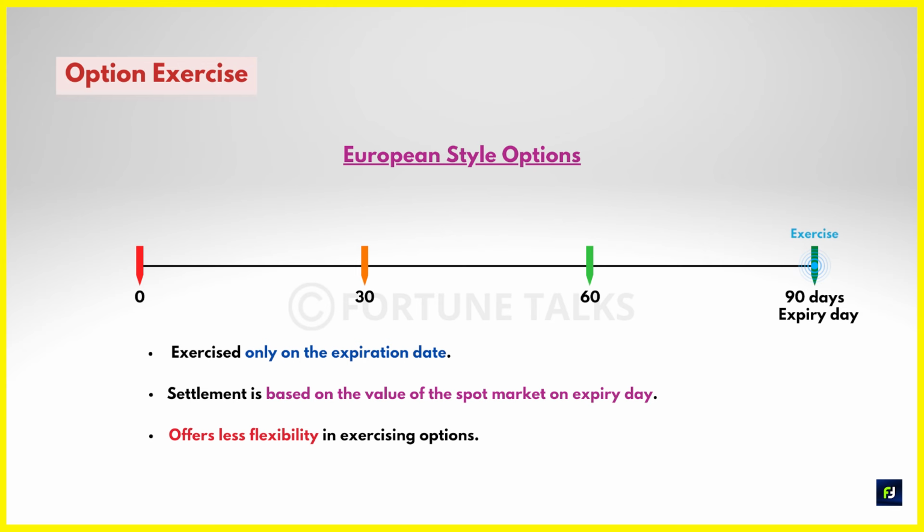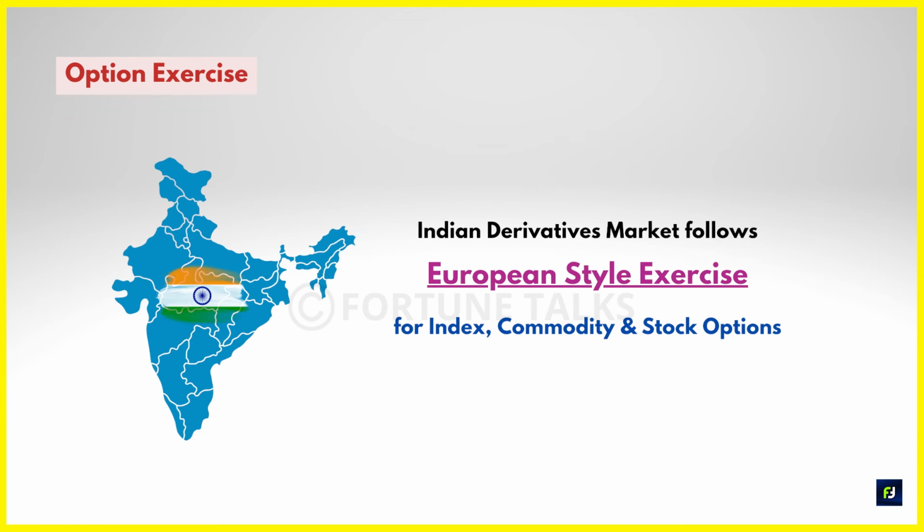This means the physical settlement or delivery of shares, or cash differential settlement, can only happen on the day of the expiration. So it is less flexible than the American style options. Now, India primarily follows the European style options for its derivative markets. This style is used both for stock and index options in the Indian markets.